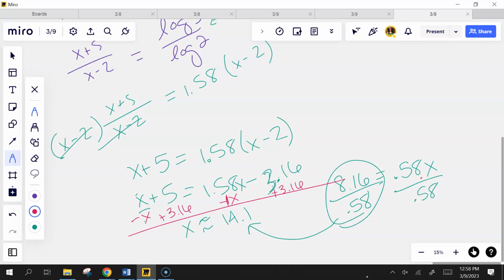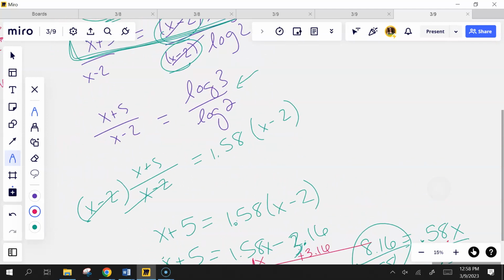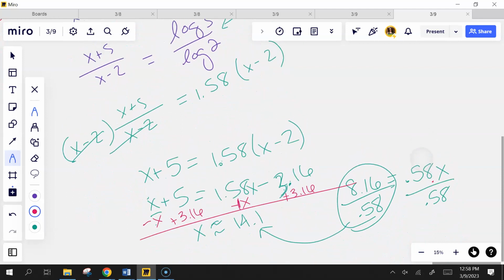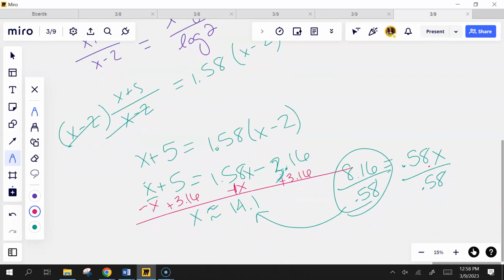I got negative 13.2. No, negative 3. I got 14. Yeah, I got 14. I already had one the way I did it. 8.1 divided by 14. I got 14.1 when I did it.